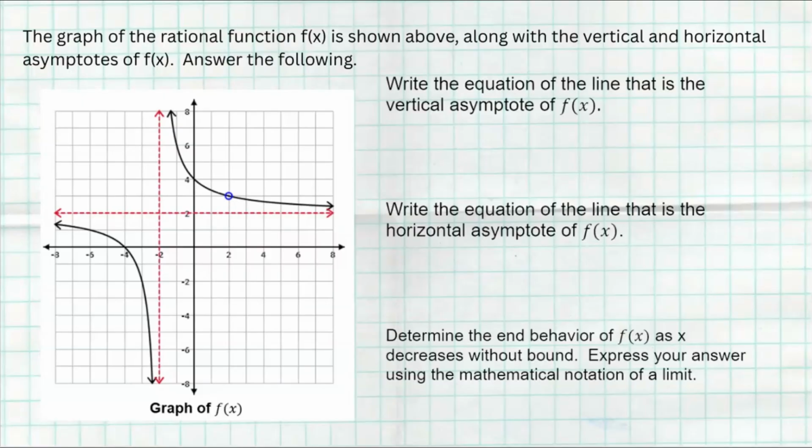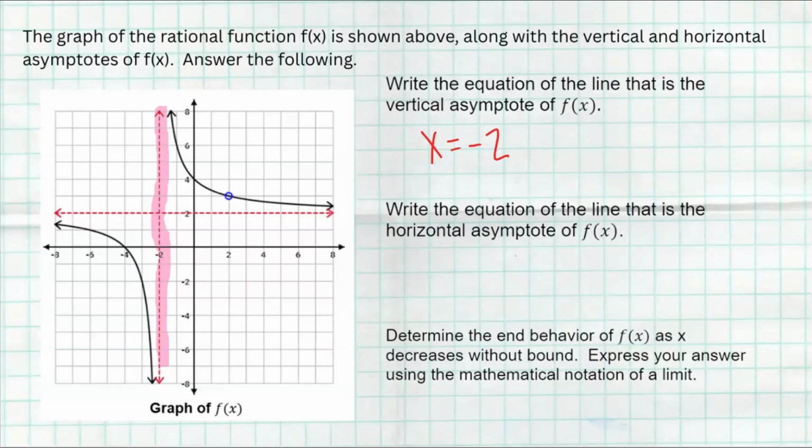The first says write the equation of the vertical asymptote. That's very easy. We definitely see this vertical asymptote right here at x equals -2. So I'm going to go ahead and write that down. X equals -2. Make sure you don't just write down -2. Write down x equals -2 because it does need to be the equation of a line.